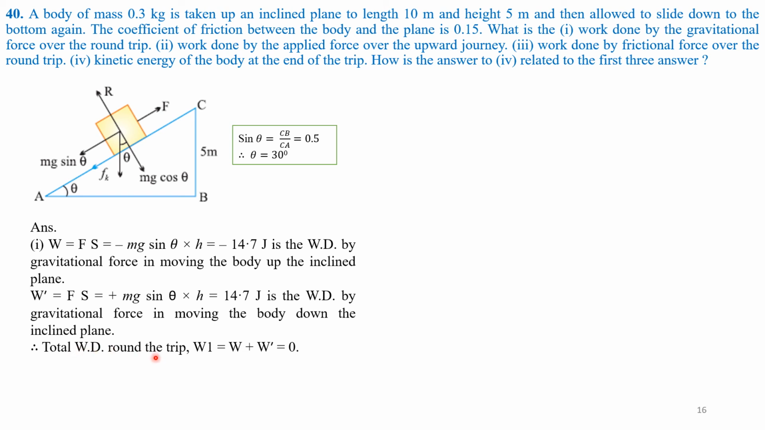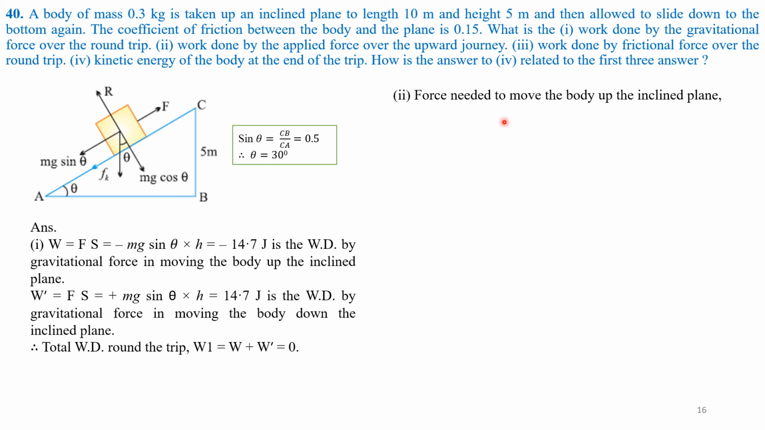Therefore, total work done is W plus W dash, that is equal to 0. W is minus and W dash is plus. Therefore, the total work done is 0.